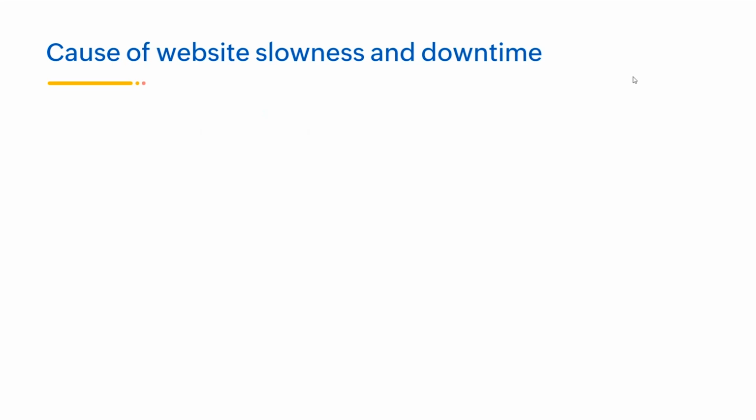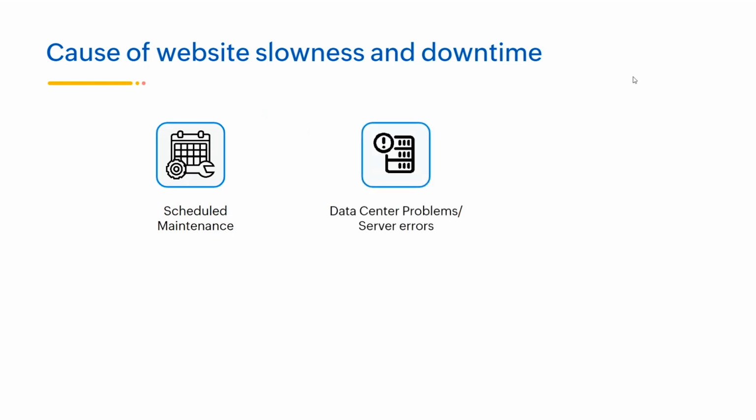So what causes website downtimes and slowness? First one, we have scheduled maintenance. A scheduled maintenance is a temporary period in which a site or an app is made offline for updates, backups, or maintenance. Then we have data center problems or server errors. If there's a data center problem or a server error, the request from the user may not even reach the server.